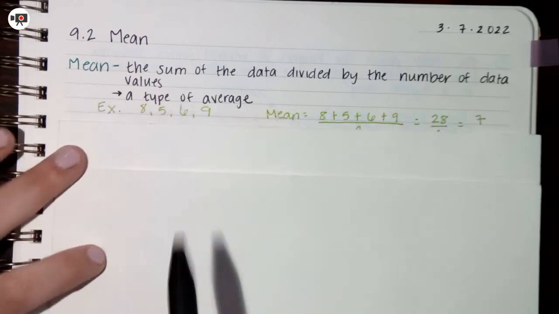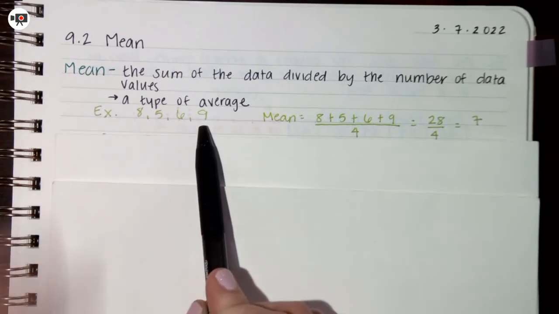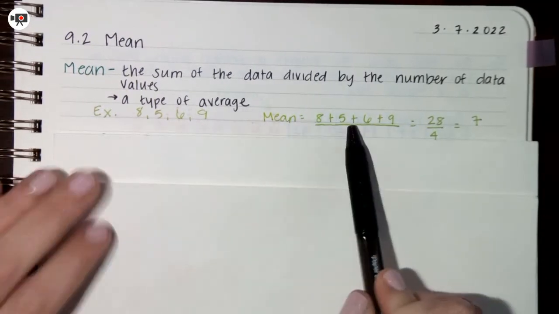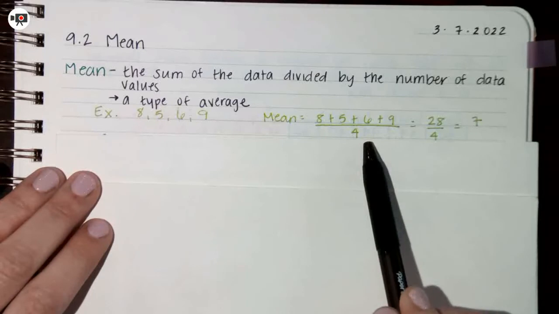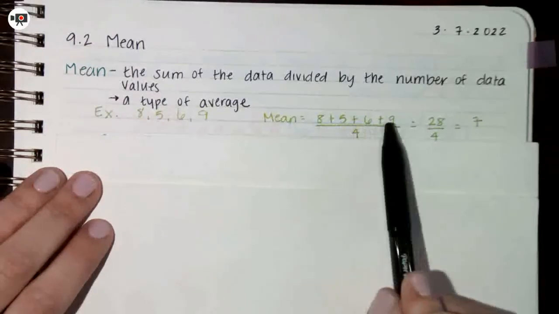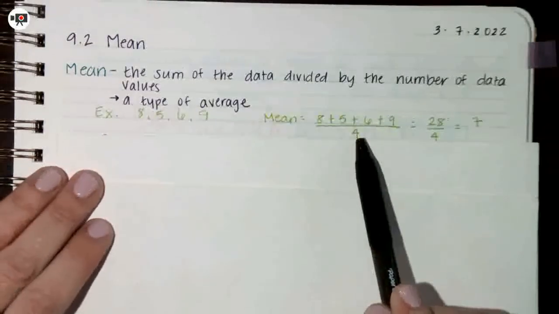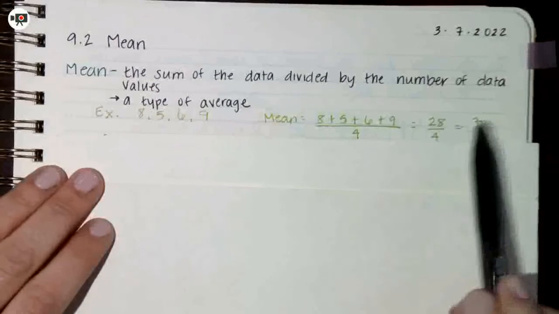So if I have data values 8, 5, 6, and 9, the mean would be to add them all together and divide by how many there are. And I have 4 numbers here, so I divide by 4. That's 28 over 4, which is 7.